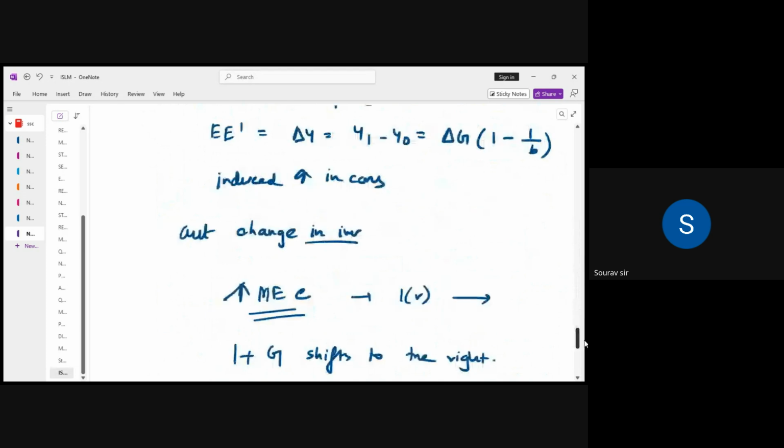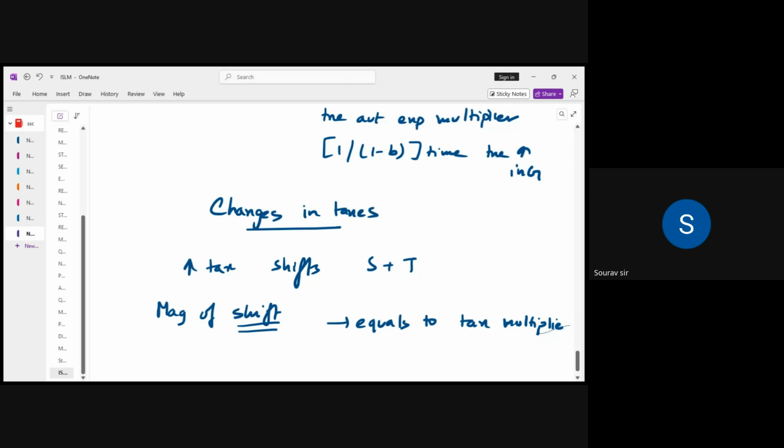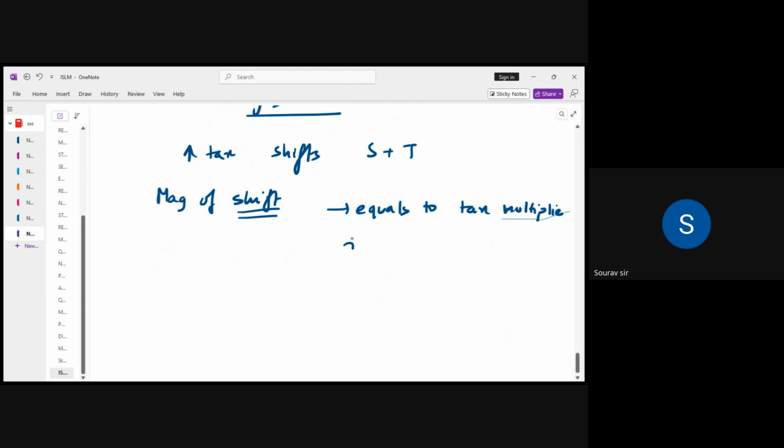Now, if we have to know the magnitude of the shift, that can be done mathematically. In this case, the magnitude of the shift of the IS curve will be equal to the tax multiplier times the increase in tax total.